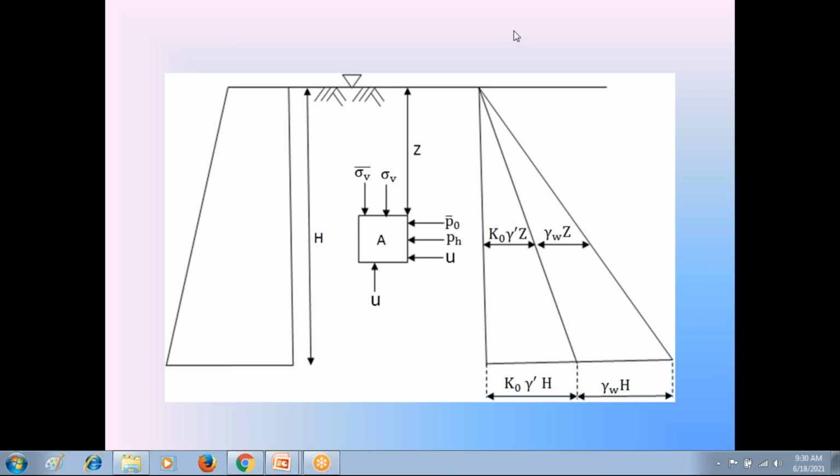So check this diagram. On this soil element, the pressure P naught dash is K naught into gamma dash into Z. The pore water pressure U is gamma W into Z. This is the total horizontal pressure acting on the soil element in condition 2 at a depth Z from the top of the backfill.